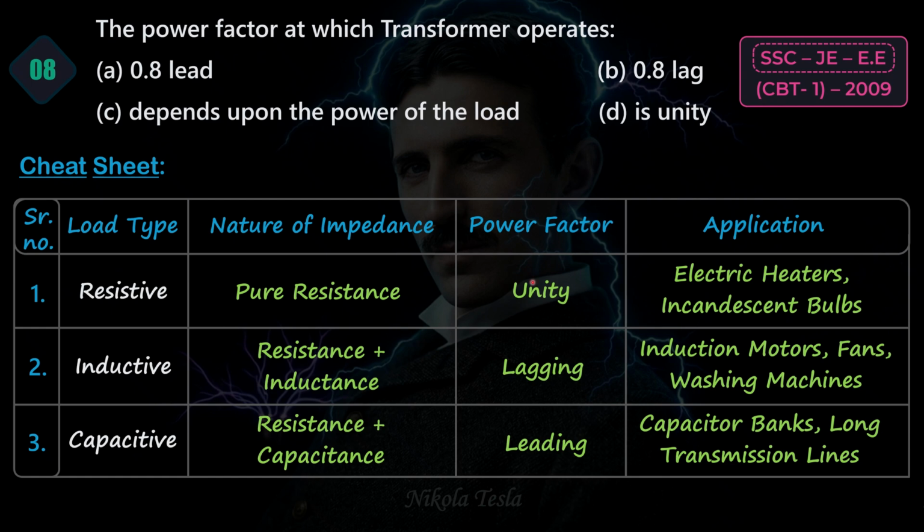Hence, from this discussion, we can say that the power factor at which the transformer operates depends upon the power factor of the load. Hence, option C is the right choice. Please remember, the transformer itself doesn't decide the phase angle between voltage and current. It simply follows the lead of the load. Therefore, the power factor depends upon the nature of the load connected to it. Now let us move on to the next question.